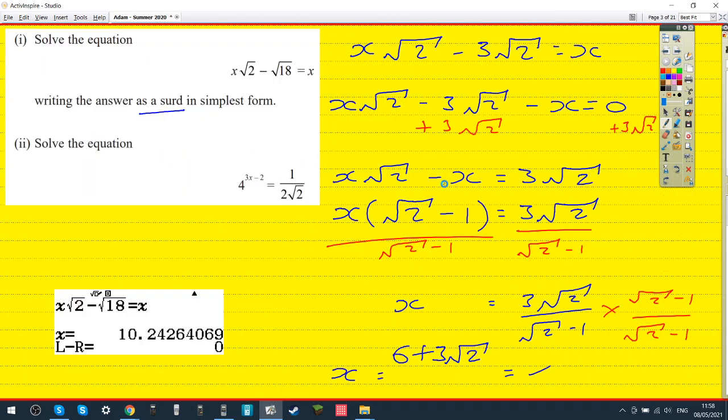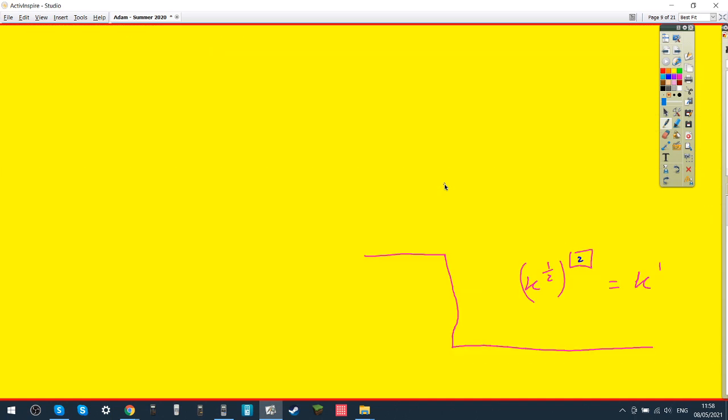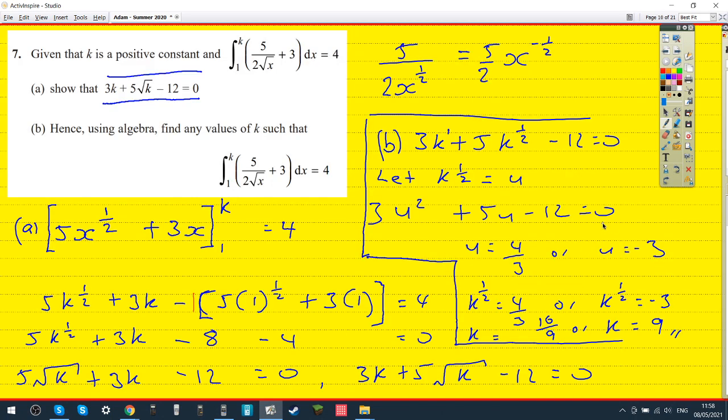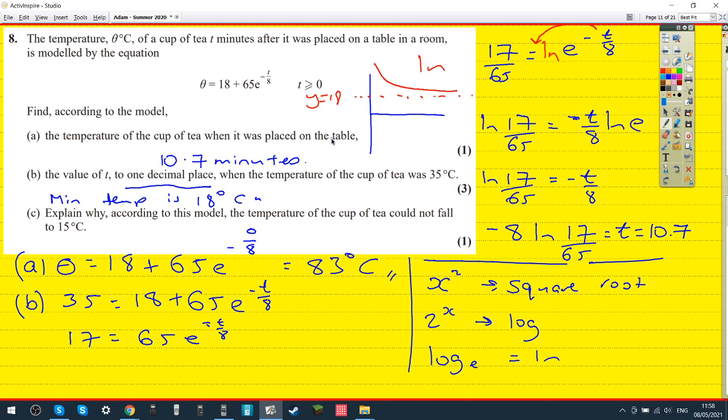Let's just see. So that was the last time. Yeah, so sometimes you have hidden quadratics. k to the 1 is the same as k to the half squared. So let k to the half be equal to u, and that's how you can solve these kinds of square root questions.